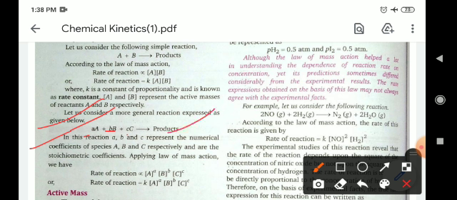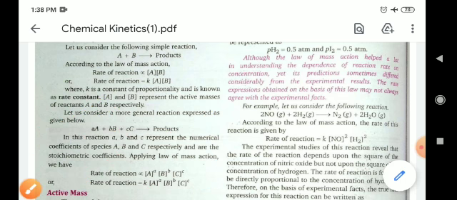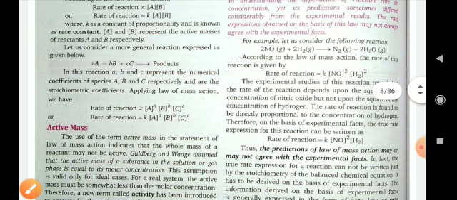Now for this reaction, the rate of reaction will be directly proportional to the active mass of A raised to the power of stoichiometric coefficient small a, B raised to the power small b, and C raised to the power small c. Now after removing the proportionality sign, a constant, that is the rate constant, will come. So now the rate of reaction will equal K [A]^a [B]^b [C]^c. In this way you can write the rate of reaction for any reaction.